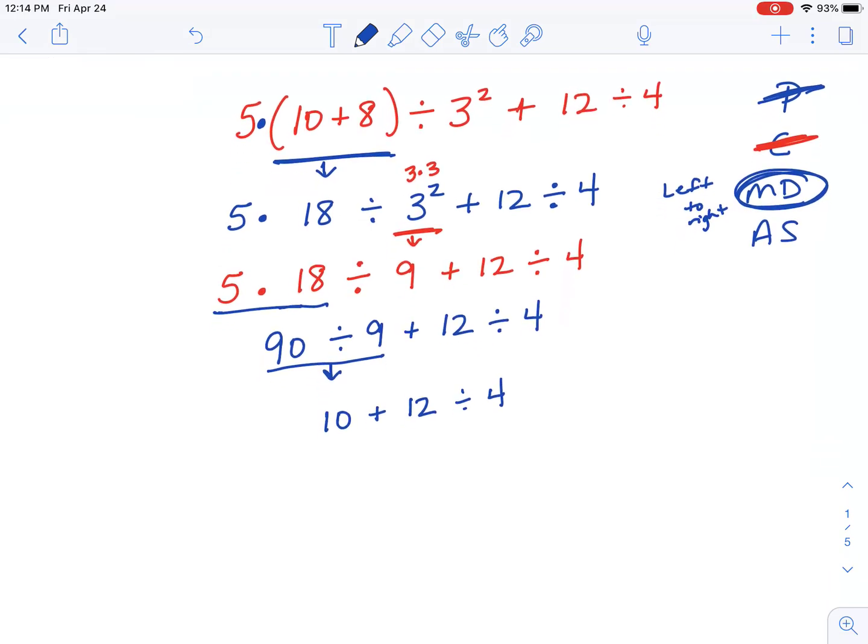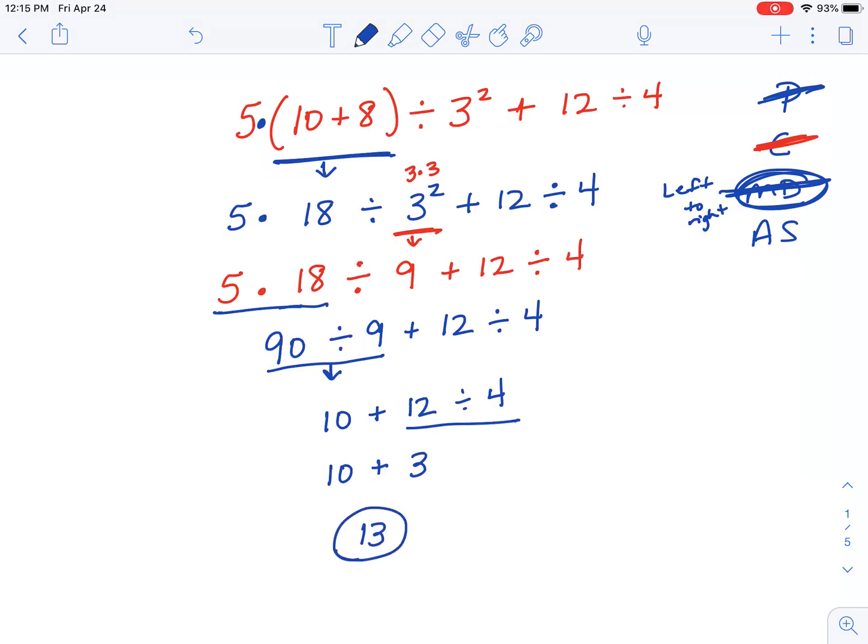I ask myself again, do I have any multiplication or division? And my answer is yes, right there. So I bring down the 10 and the addition, and 12 divided by 4 is 3. So I'm finally done with multiplication and division. Do I have any adding or subtracting? Matter of fact, all I've got left is adding, and that's 10 plus 3, which is 13.